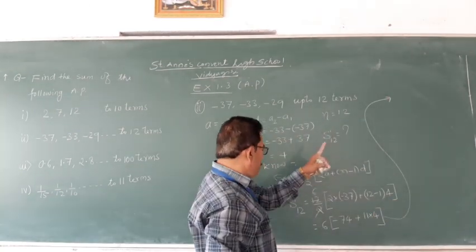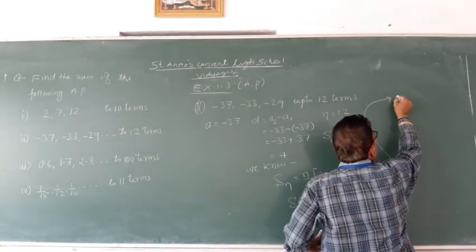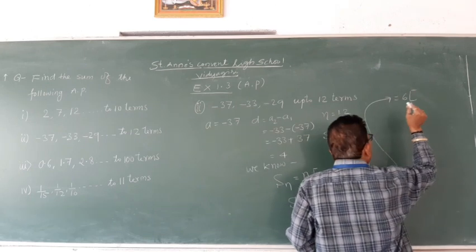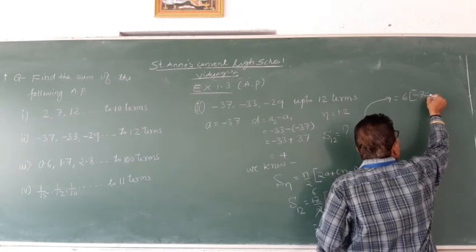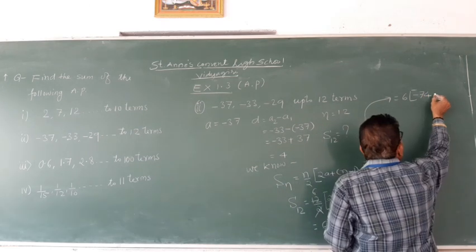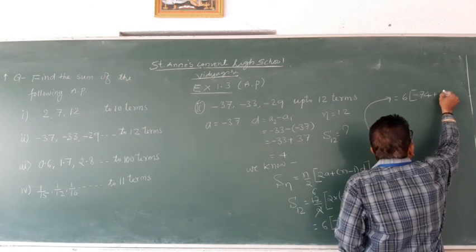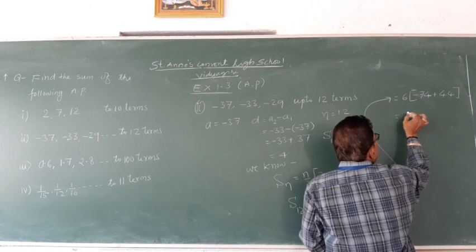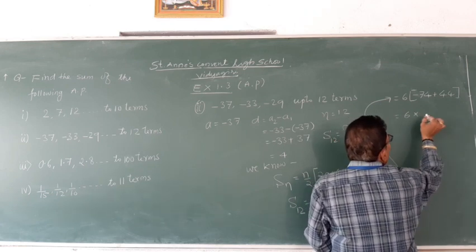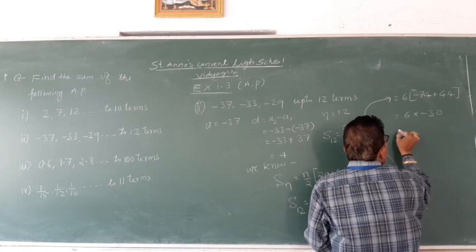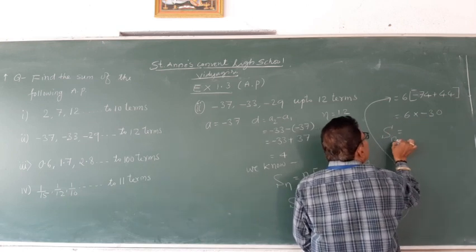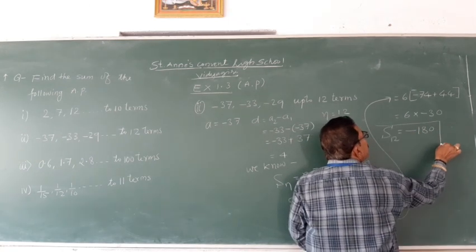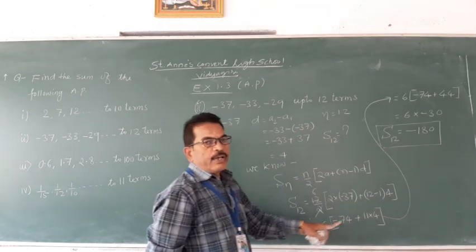Let us continue this side. 6 in the bracket, minus 74 plus 11 fours are 44. 6 into minus 30, that is equal to S12 equals minus 180.